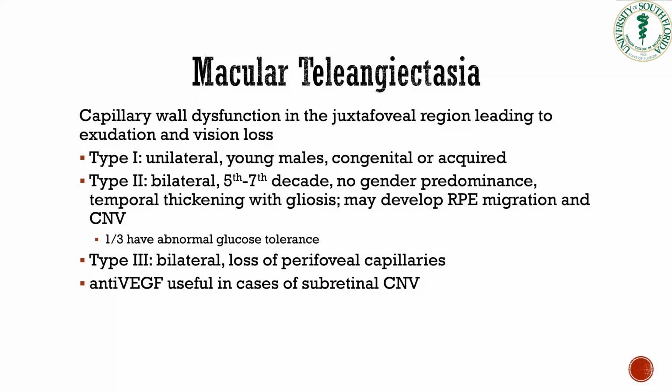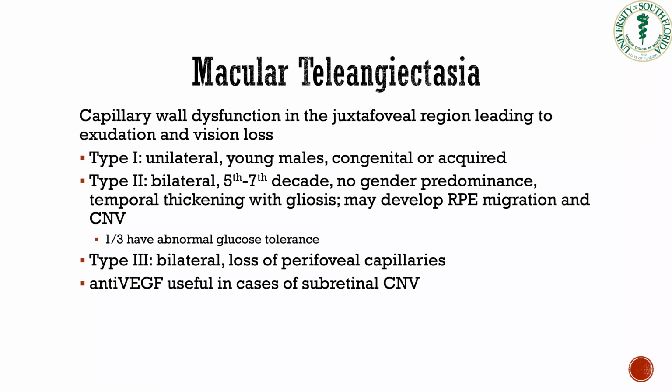So macular telangiectasia is characterized by capillary wall dysfunction in the juxtafoveal region, leading to exudation and vision loss. There are three major types of Mactel. There's type 1, which is referred to almost as macular Coats, because of the accumulation of exudates that can almost form something that resembles a lipogranuloma. It's typically seen in young males, and it can be congenital or acquired. And then type 2, as we mentioned, has no gender predominance. It's typically bilateral, seen in the 5th to 7th decade.